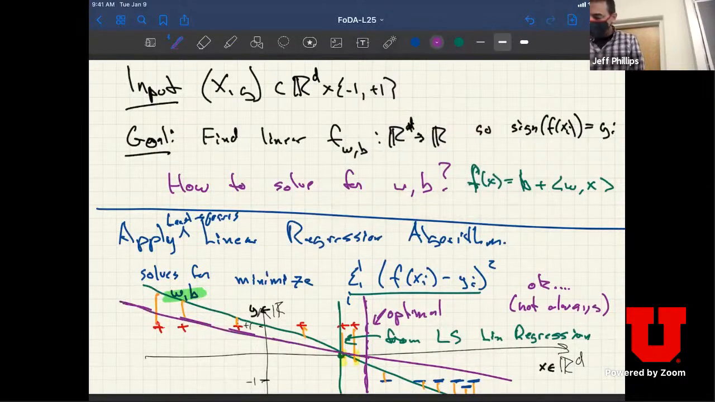Right, if I use this, and this is the decision boundary, it's going to get everything right. But this has worse error, right? It's not going through the blue negative point. So the linear regression error for this one, how I've drawn it, is worse.